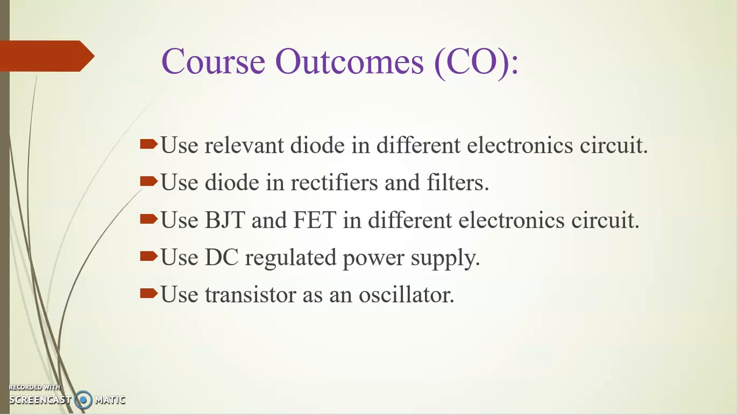In this, types of feedback, positive feedback, negative feedback, then Barkhausen criteria, oscillator circuit diagram, and working of LC, RC and crystal oscillator. And chapter number 6, your last chapter, will be Digital Electronics. In this you have to study digital electronics.